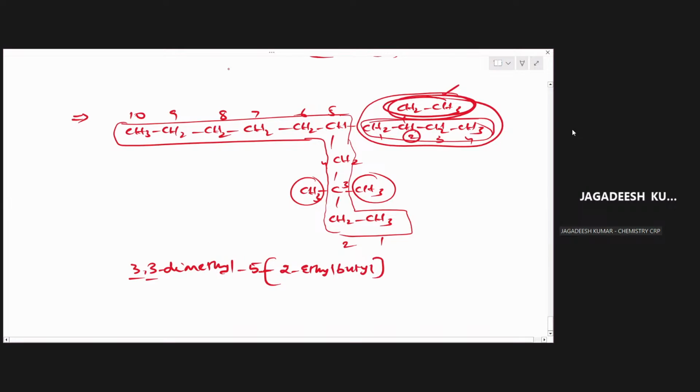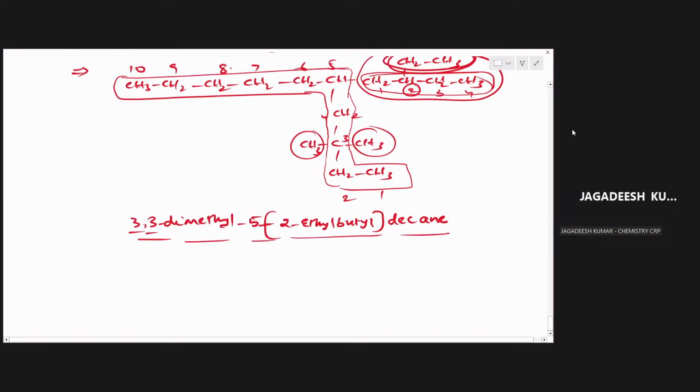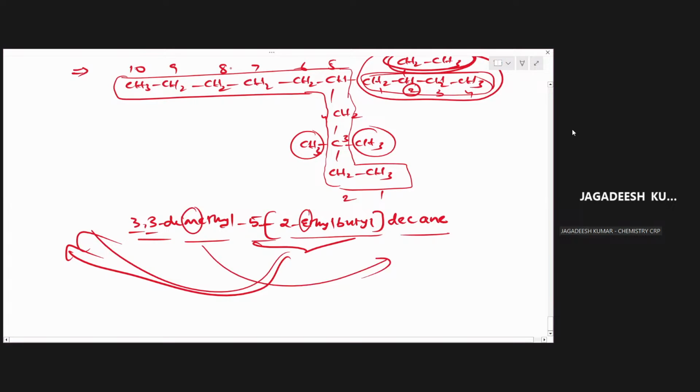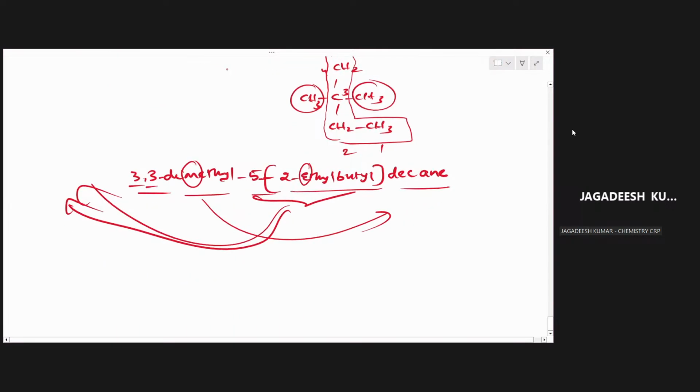And later, as usual, 10 carbons. So the root word is dec and ane, decane. 3 comma 3 dimethyl, 5, 2-ethyl butyl, decane. But generally here, you can write this one first, because E is the letter which comes first in alphabetical order. But here M, methyl. So you can write on this side here, no problem. You can exchange it. You can follow alphabetical order here. That's why I'm telling you.